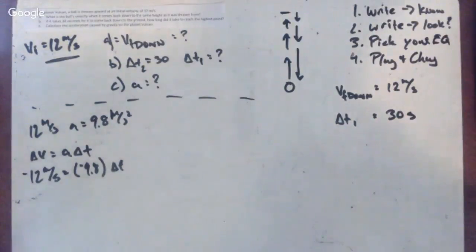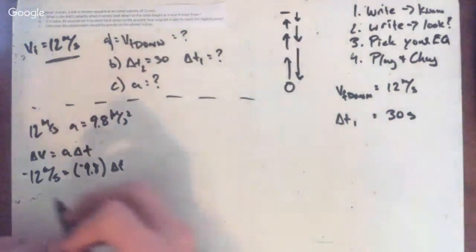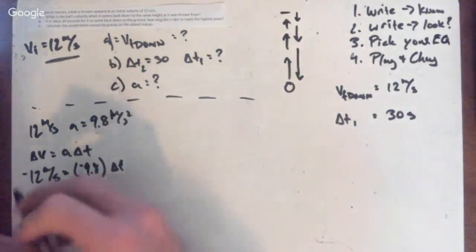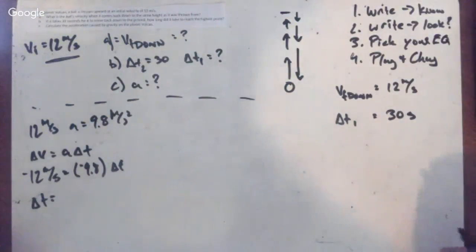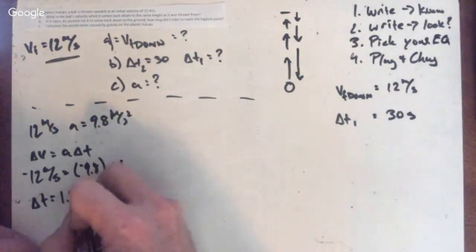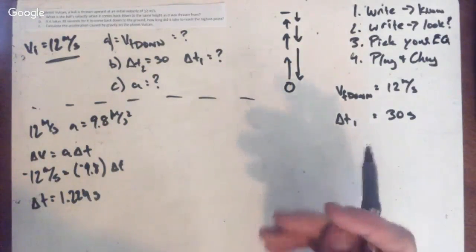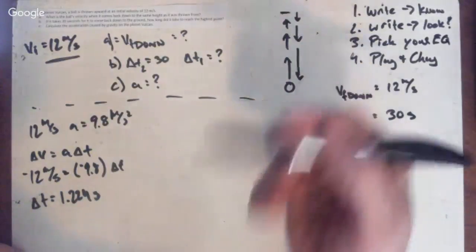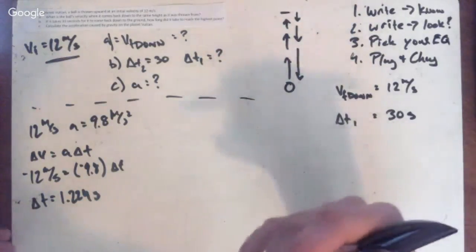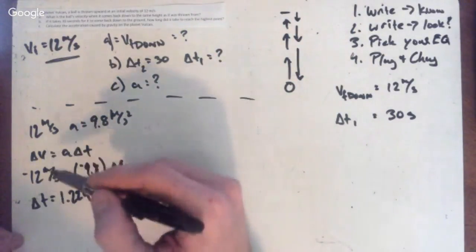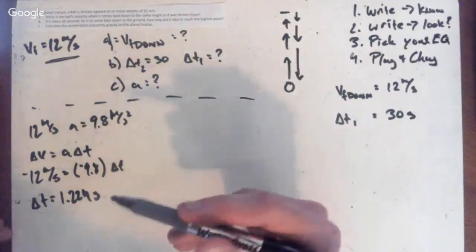So 12 divided by 9.8, or 1.224. So our time in this example would be 1.224 seconds. Okay. Now, when we're trying to figure out how fast it's going to go on the way down, what we're going to do is figure out how high up it went.